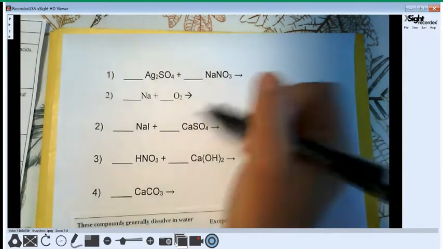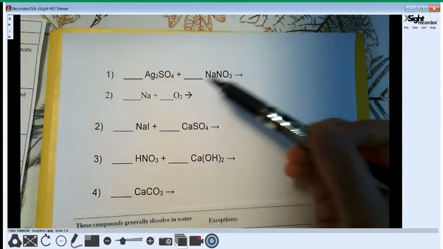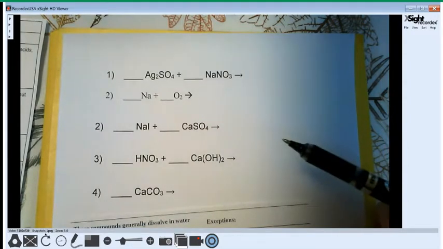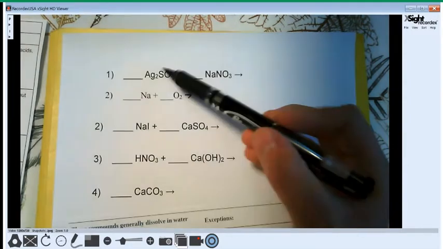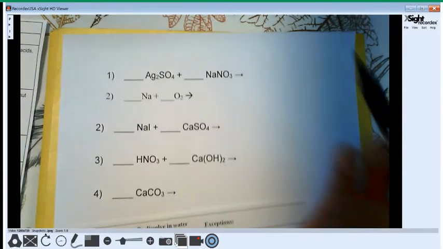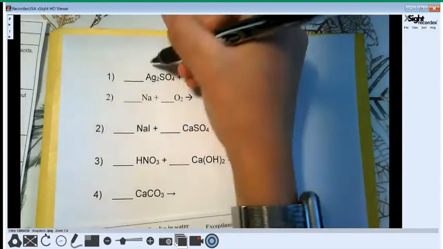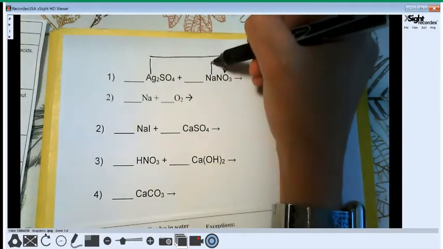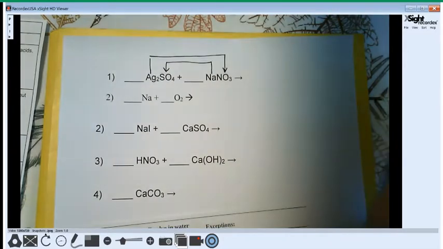So this first one, what kind of reaction are we going to have with Ag2SO4 and NaNO3? Yeah, because we have two ionic compounds, so this is going to be double replacement. So remember, they're just going to switch partners. So the silver is going to bond with the nitrate, and the sodium is going to bond with the sulfate.